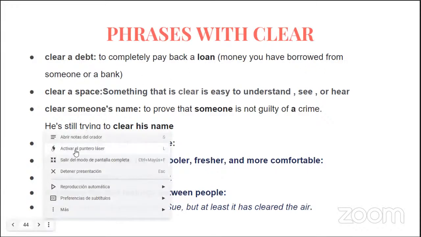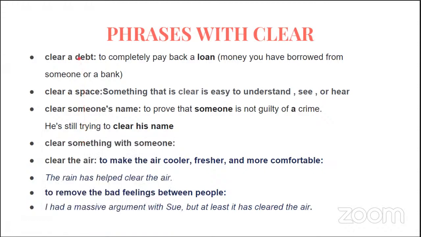Okay, so basically pay all your debt. Clear: something that is clear is easy to understand, see or hear. Like clarifying doubts, right? Pay a debt. Okay. Clear someone's name is to prove that someone is not guilty of a crime. He's still trying to clear his name.